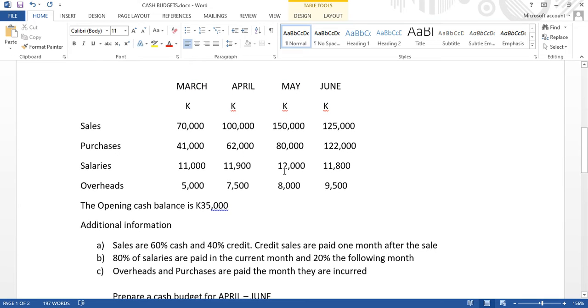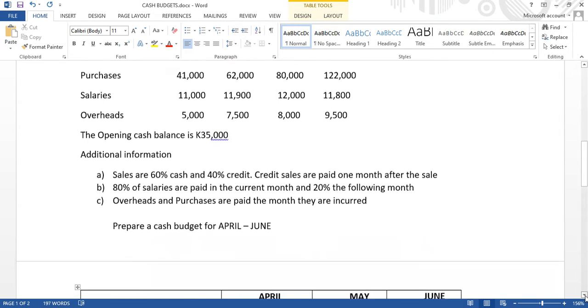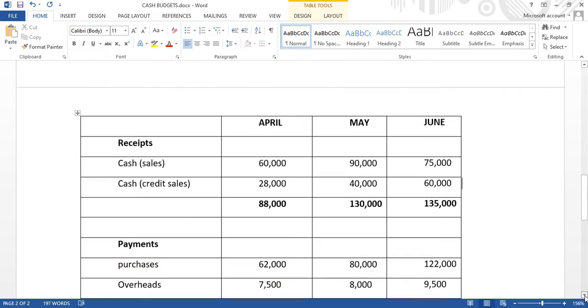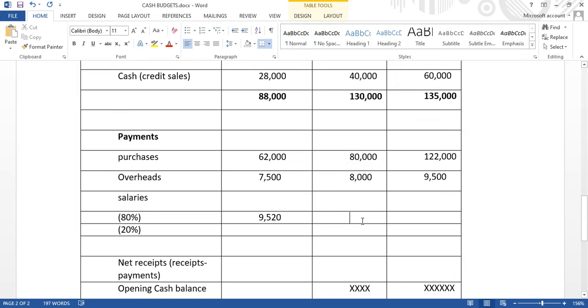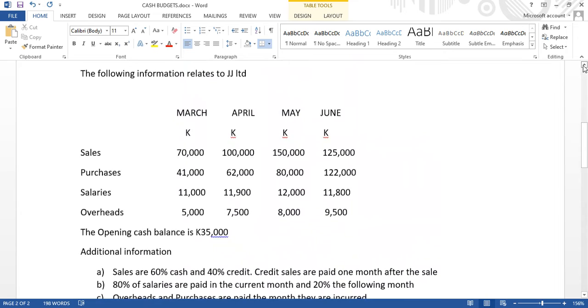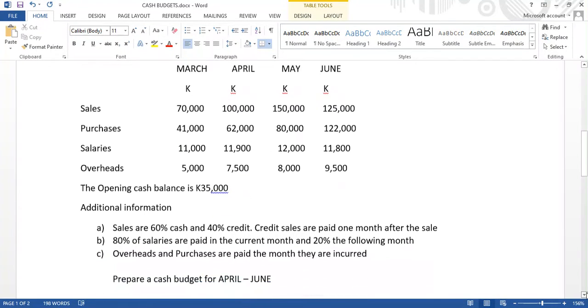And we go to May. 80% of 12,000. That's 9,600. June. 80% of 11,800. 9,440.